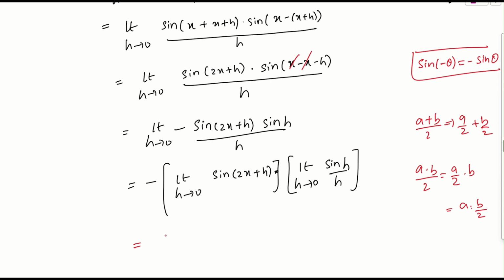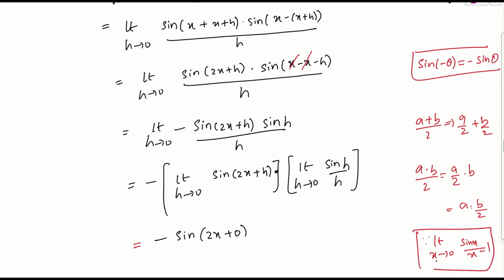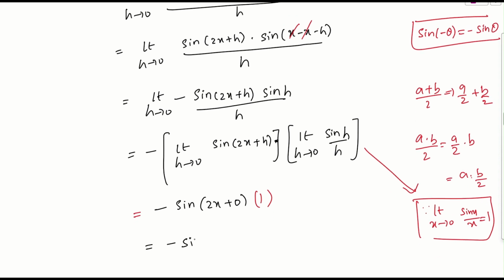If I substitute limit h tends to 0, sine of h is 0. So 2x plus 0. And if you remember, in limits we have learned that limit x tends to 0 of sine x by x will always be 1. Here also, in place of x we have h, where h is a dummy variable, so I can relate both. So the formula will be into 1 alone. So from this, the answer will be minus of sine 2x.